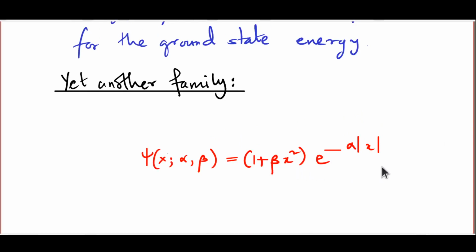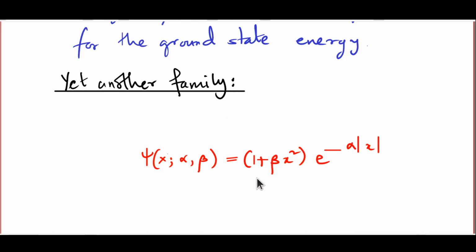Note that the e to the minus alpha mod x is doing the job of making the wave function die out at infinity. The polynomial factor which I have chosen in the front has been chosen carefully to be an even function. We already know that our system is parity symmetric, and we know that the ground state has to be an even function, which is why I did not bother to put in a 1 plus beta x term. You can check what happens if you include the 1 plus beta x term, and note that you will not really get an improvement over your previous result in such a case.